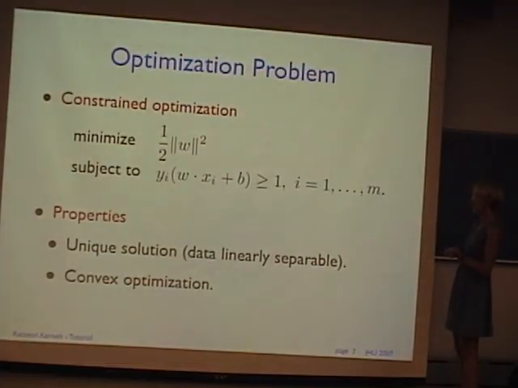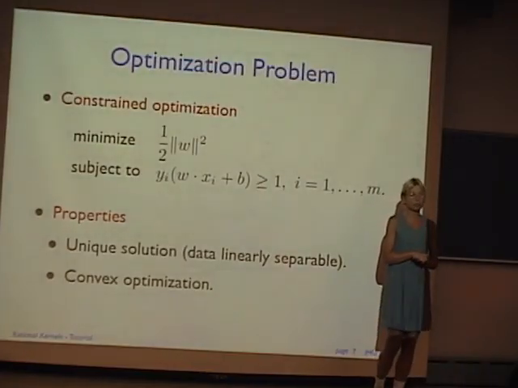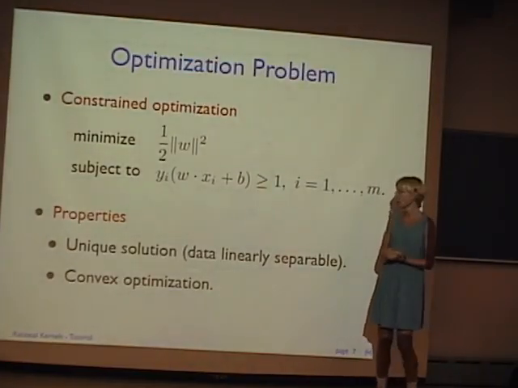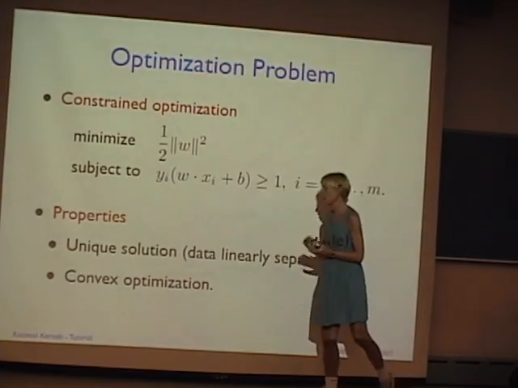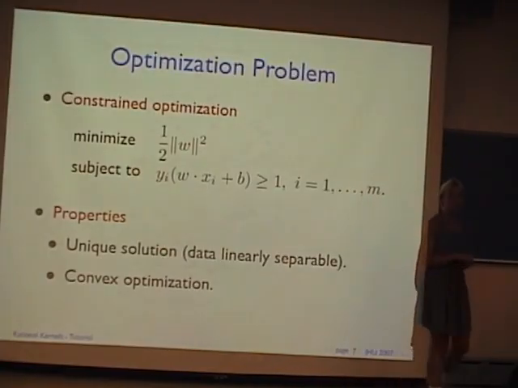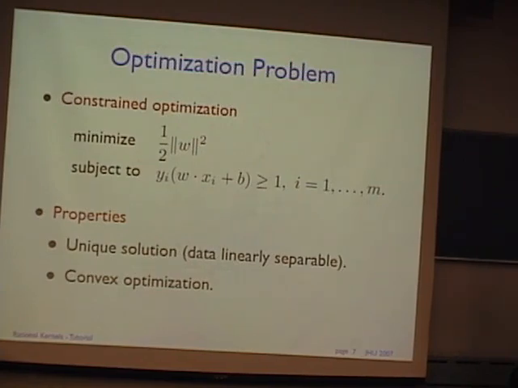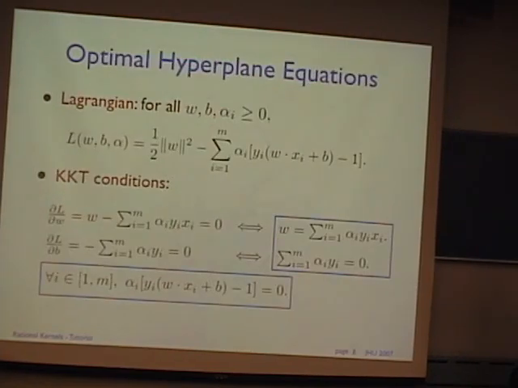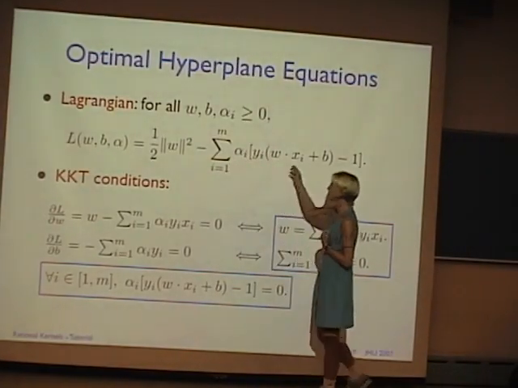There are some very nice properties about this optimization problem. First of all, if a solution exists, it's unique. It may not exist, but if it exists, it is unique, and it's a nice convex optimization problem, so you can use your standard routines and known methods for solving the problem. Now, how do we solve it? Simply, we introduce Lagrange multipliers, non-negative Lagrange multipliers corresponding to all the constraints.